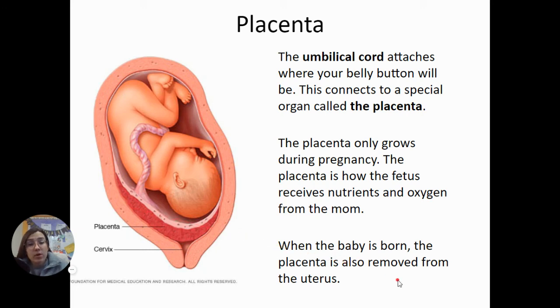When the baby is born, the placenta also has to be birthed as well. So if a woman gives birth naturally, she has to birth the placenta. If it is a C-section, the doctors remove the placenta. So whenever you talk about cord cutting, or you hear that in movies or TV shows, that's what they're talking about: cutting the umbilical cord so the baby is no longer attached to the placenta.